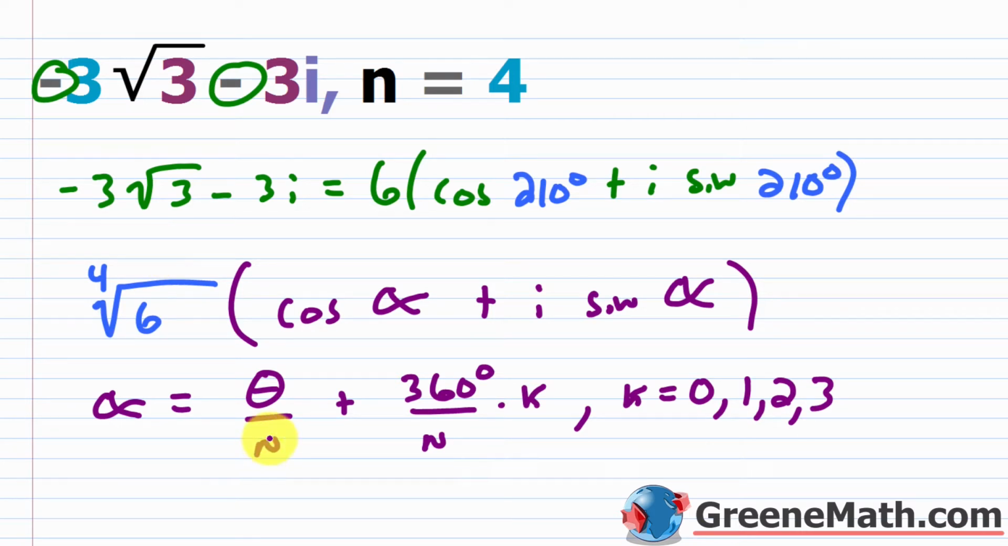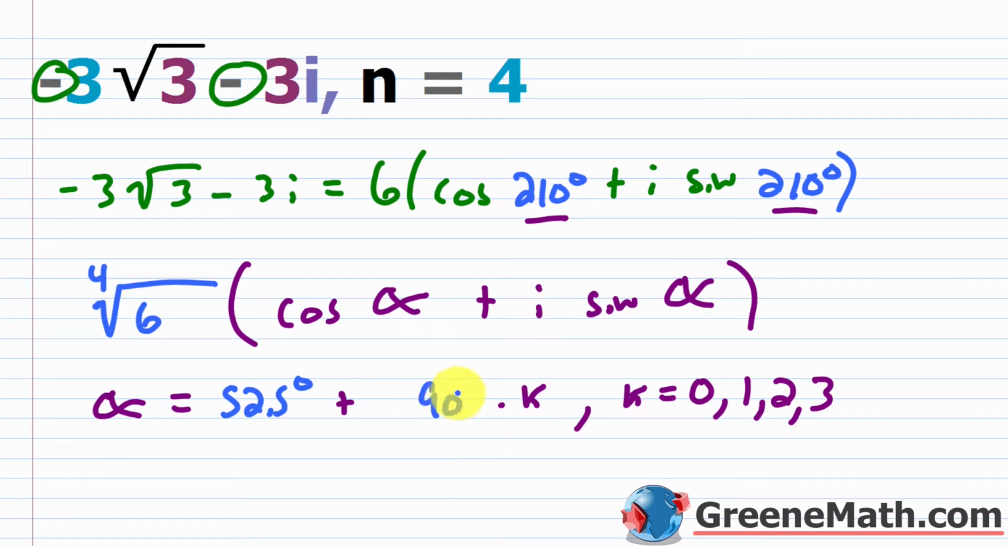So n is going to be 4. So let's erase this and put 4 in each case. And then theta is coming from here. So it's 210 degrees. So let's put 210 degrees here. So if I divide 210 degrees by 4, it's going to give me 52.5 degrees. And then 360 degrees divided by 4 is going to give me 90 degrees.